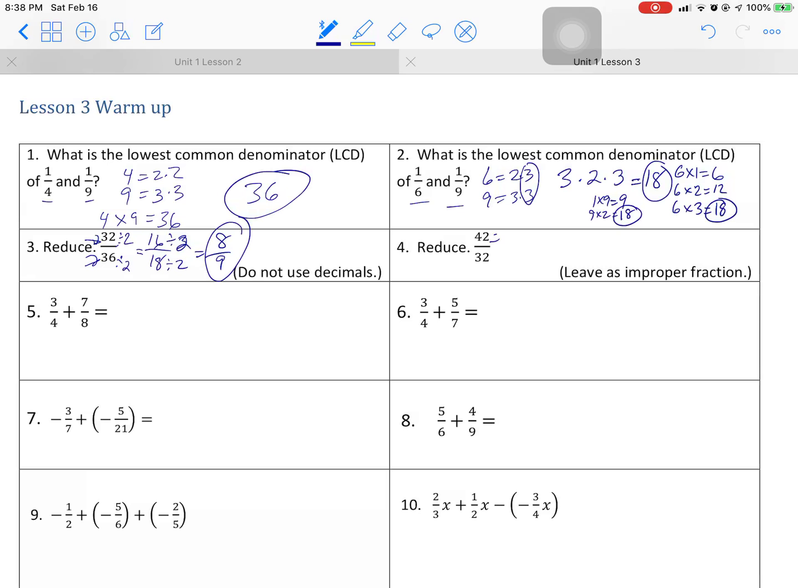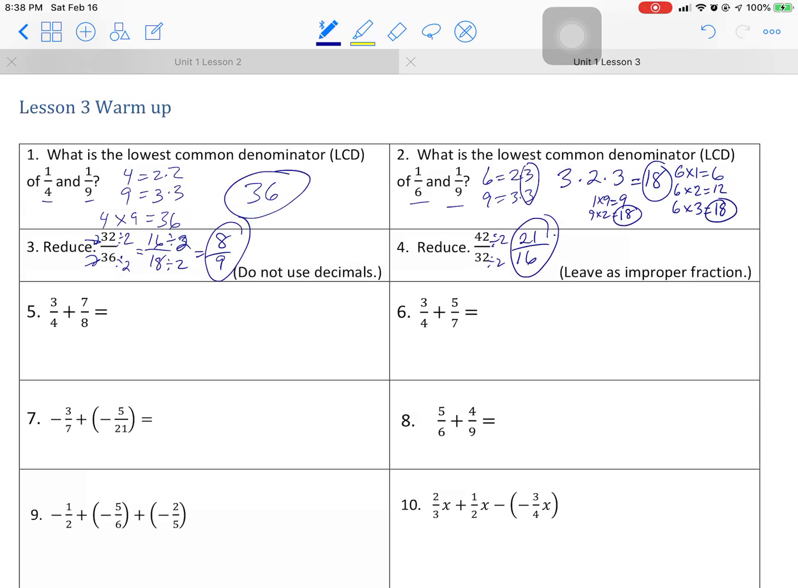These over here, divide by 2. They both end in a 2. They have to be divisible by 2. That's a 21, and that's a 16. Leave it as an improper fraction. Let's see, 21 is a 3 and a 7, and 16 is a 4 and a 4. So they have nothing in common, so that is my final answer, okay?